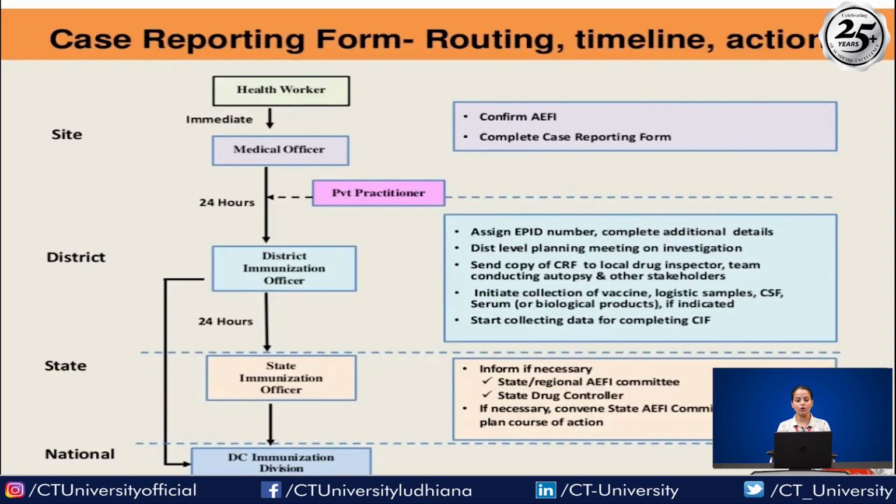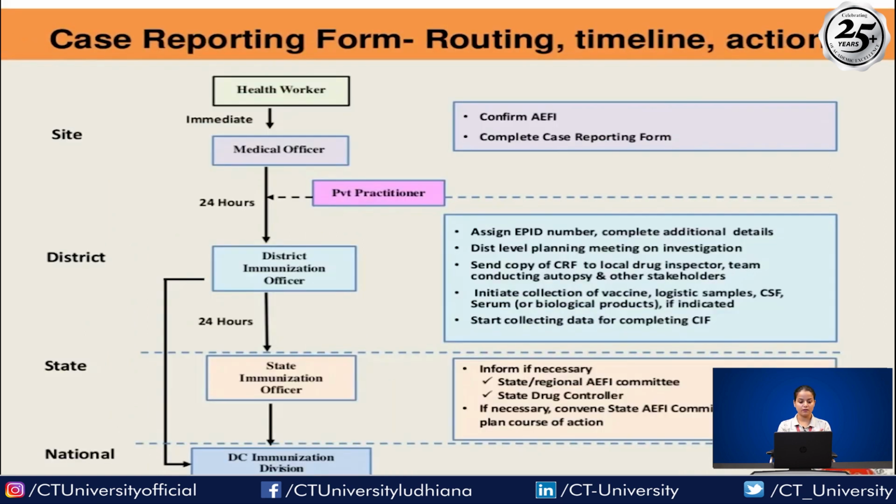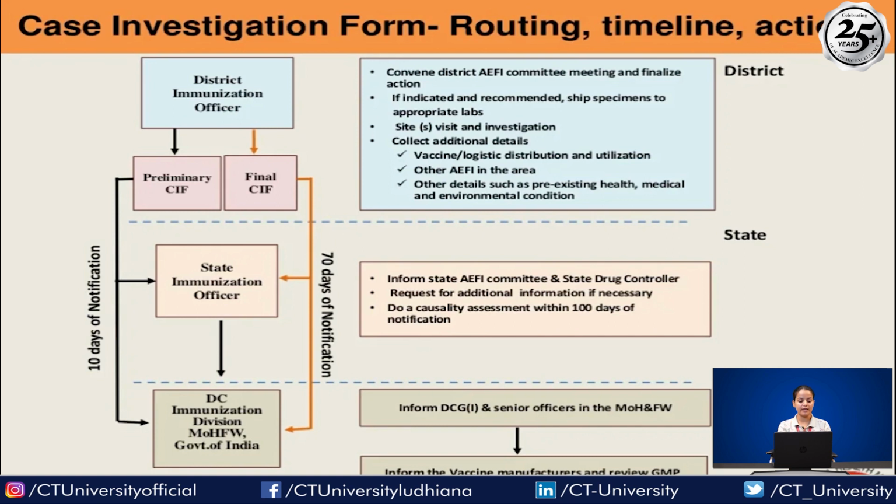This is the case reporting form. Routing, timeline, action, everything is there. It starts from the national level, where the DC immunization comes, then the state level where the state immunization officer comes, the district level where the district immunization officer comes, and then it goes to the medical officers and from there to the health worker. Then the AEFI is confirmed accordingly. Then there is the case investigation form. Again, it is subdivided into different zones like national zone, state zone, district zone, and then it goes to the medical officers and healthcare workers, and after that the adverse event is confirmed accordingly.